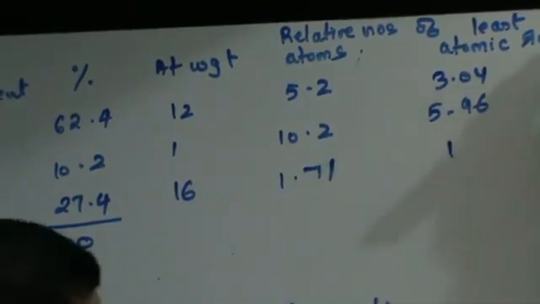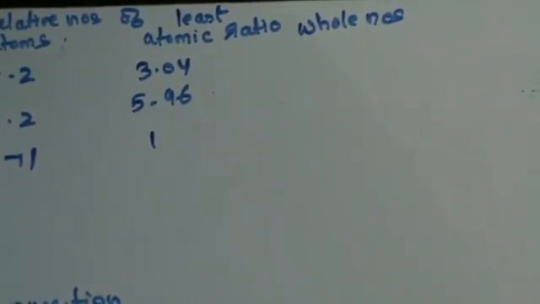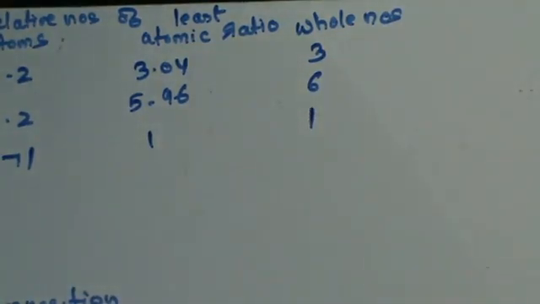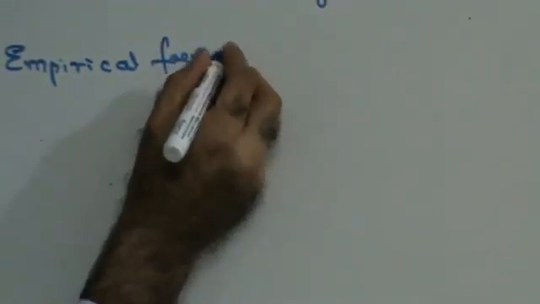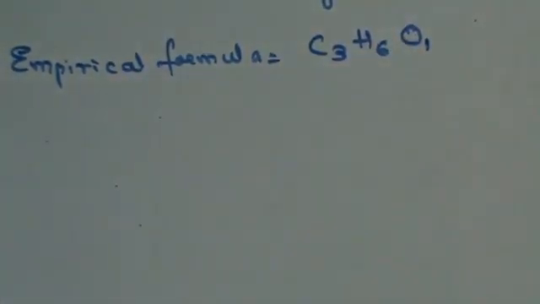The next thing that you have to do is convert this into whole numbers. 3.04 whole number will be 3. 5.96 whole number will be 6, and for 1 it will be 1 only. In that case, your empirical formula is C3H6O1. That's how you find out empirical formula. Very simple. Just go on making the table and you will get your empirical formula. Do we get this thing clear? Take down next sum, please.